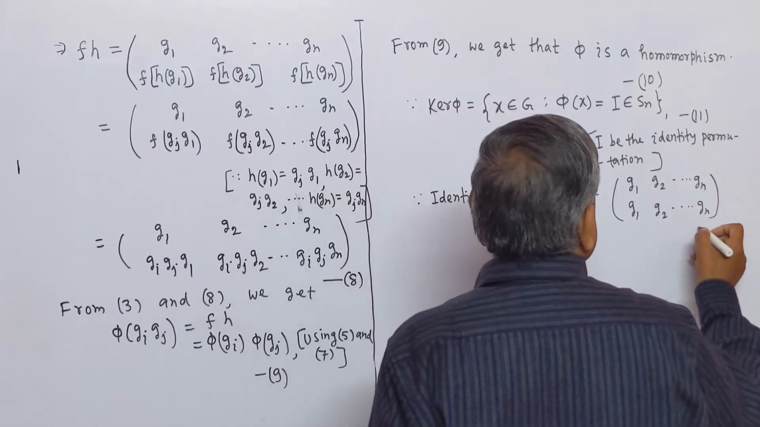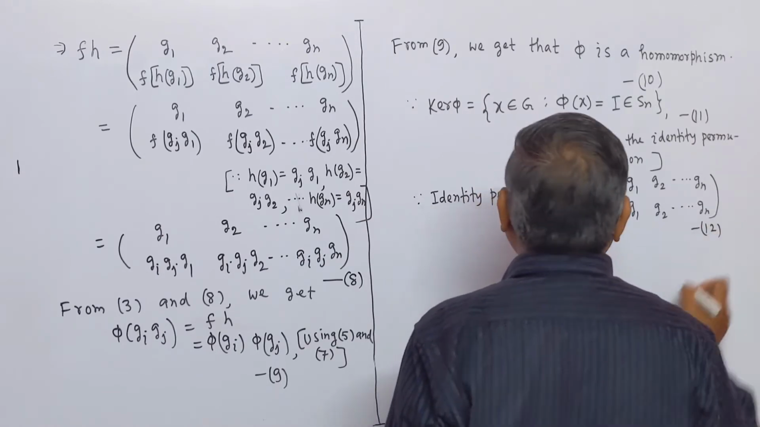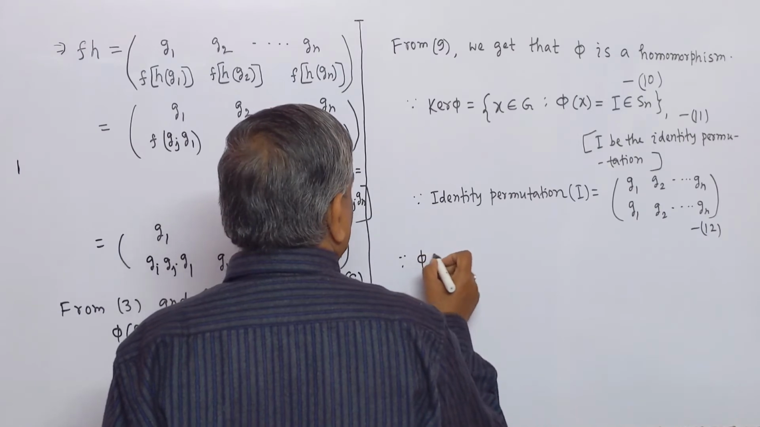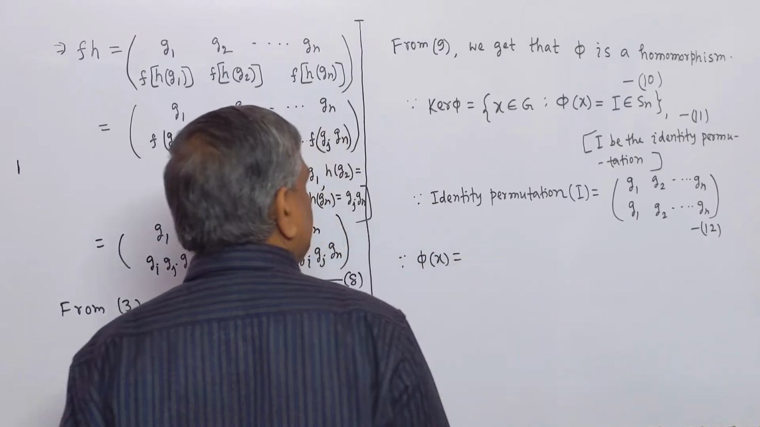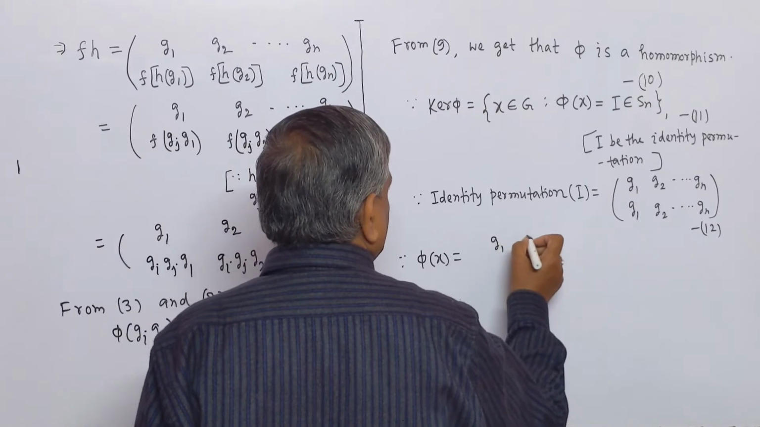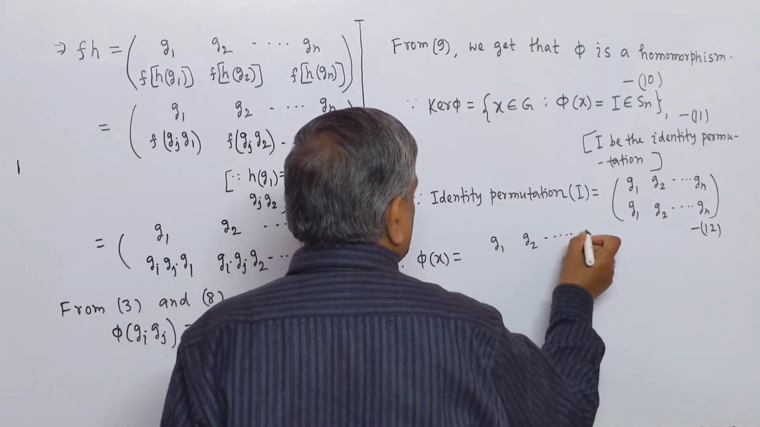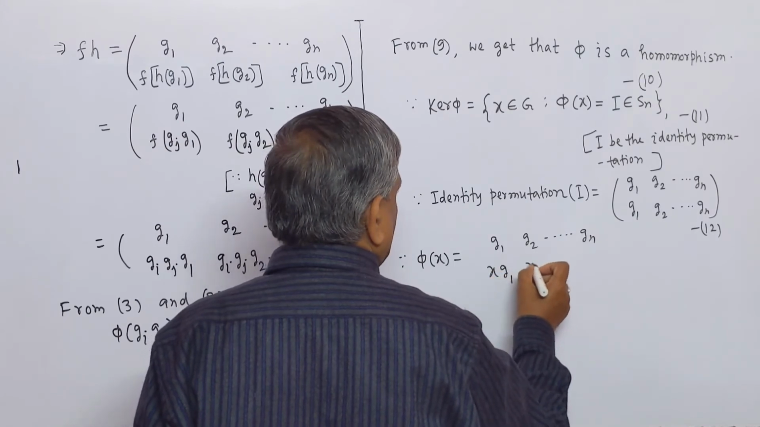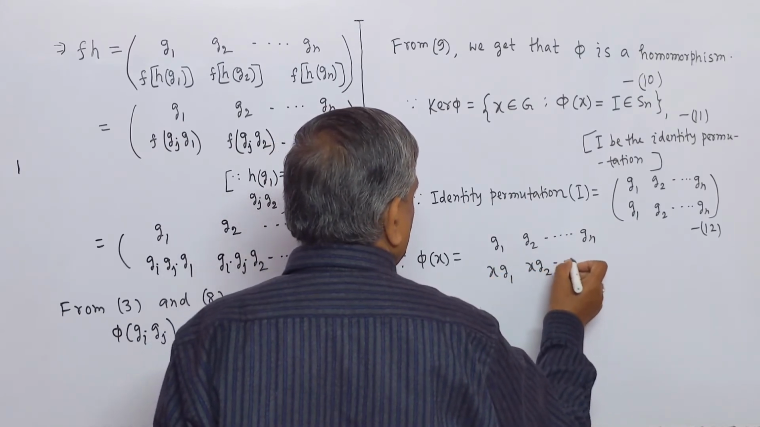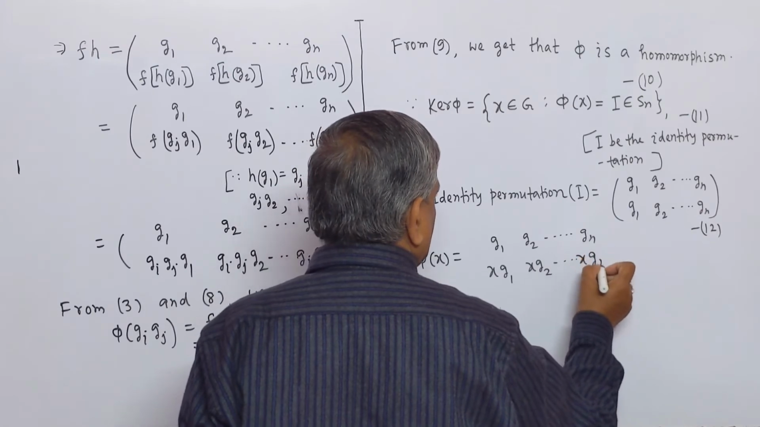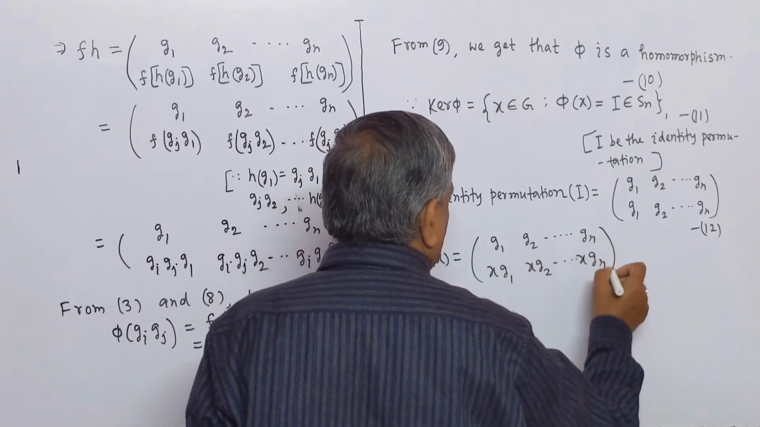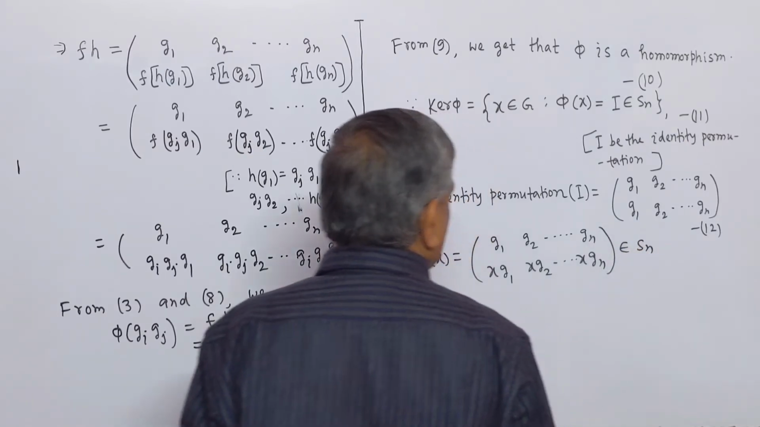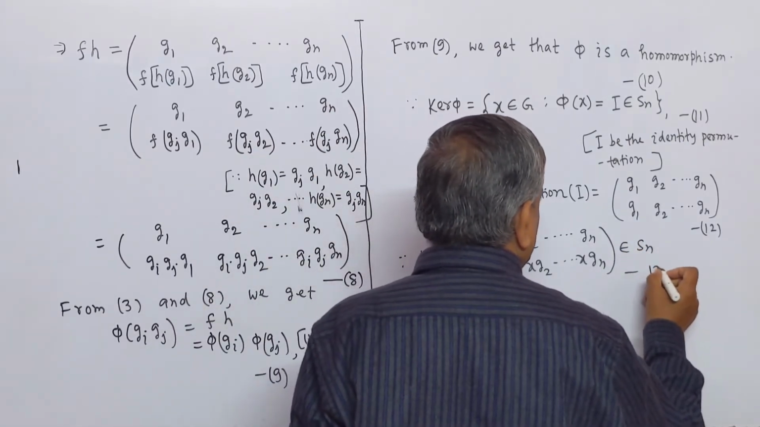This is number 12. Since phi x equal to (xg1, xg2, ... xgn) belongs to Sn. This is number 13.